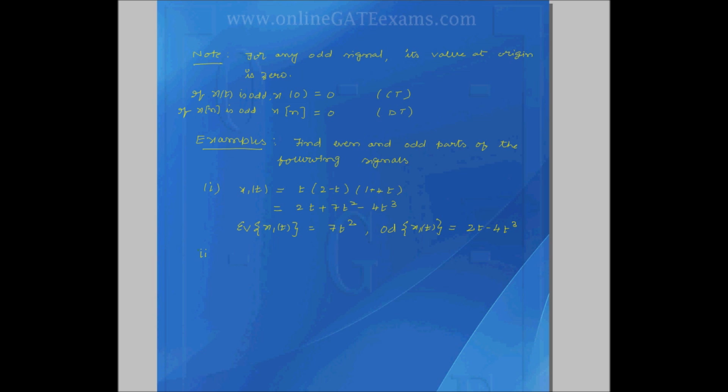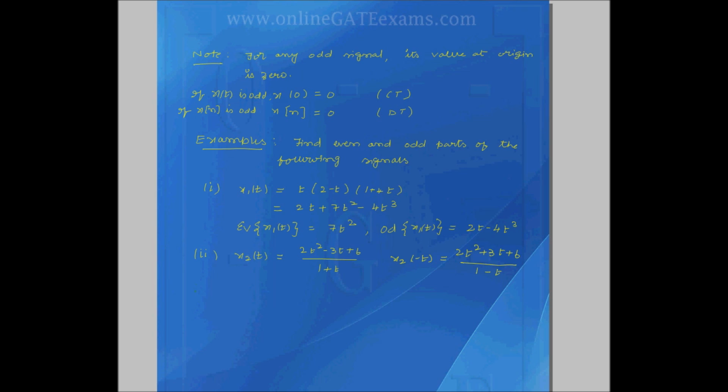As a second example, let us take x2 of t equal to (2t² - 3t + 6)/(1 + t). Here inspection will not help, so obviously we have to carefully solve this. Okay, so this is our x2 of t. So what will be our x2 of minus t? That will be equal to (2t² + 3t + 6)/(1 - t).